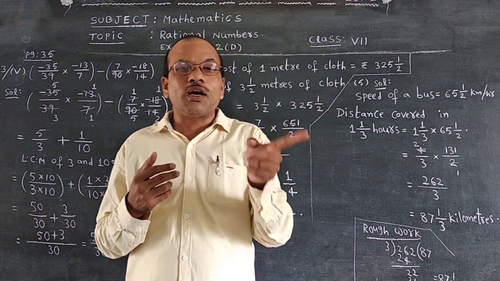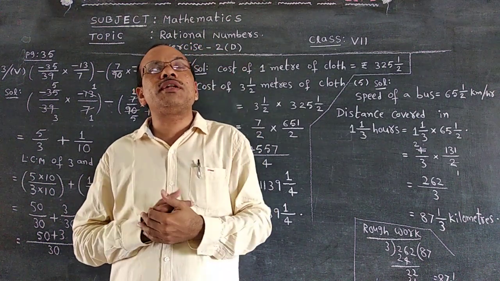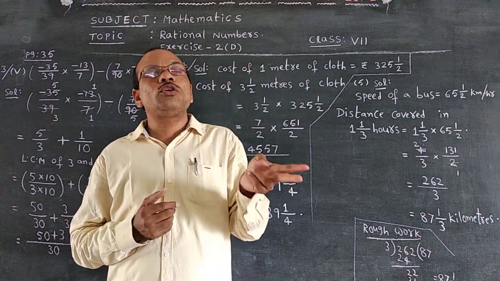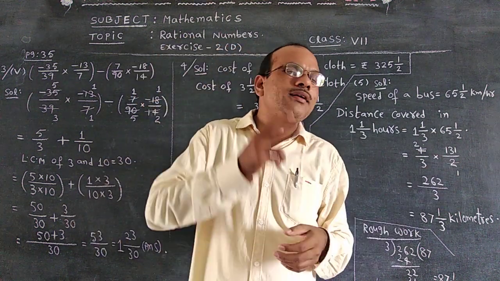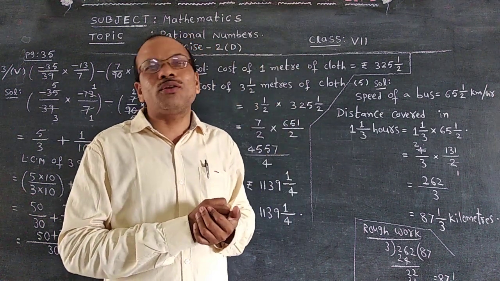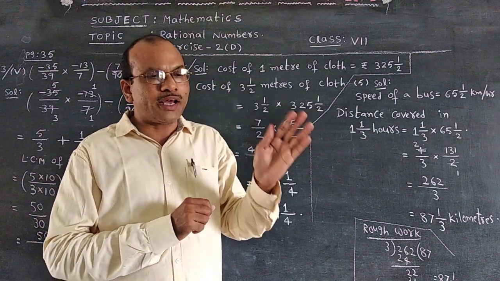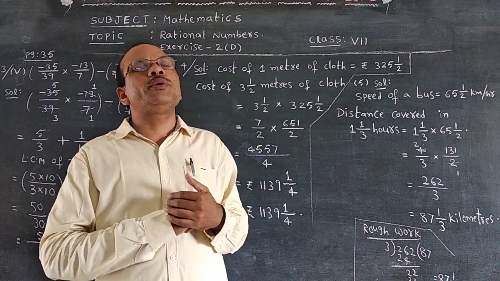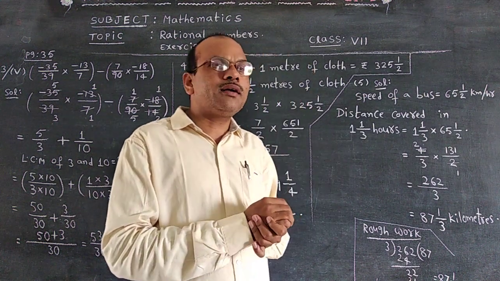So 1 hour is 40 kilometers. In 2 hours how much distance will it cover? So 2 into 40 gives you the distance covered by the same bus in 2 hours of time. 2 into 40 gives you 80 kilometers. Is it correct, children? That means multiplication. Time should multiply with the speed of the bus to get the total distance covered by the bus.